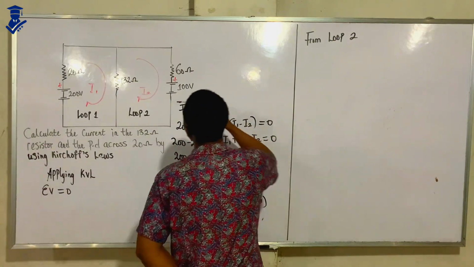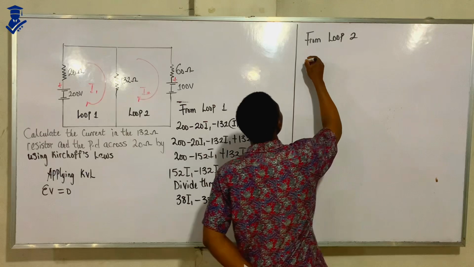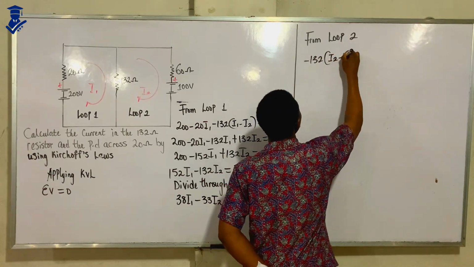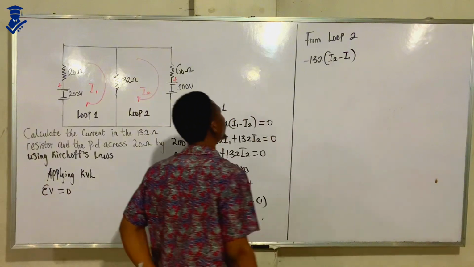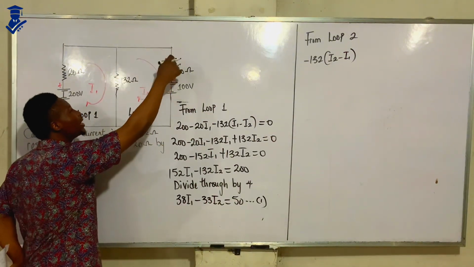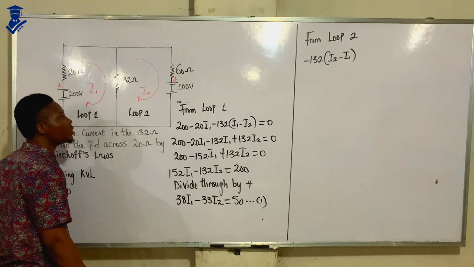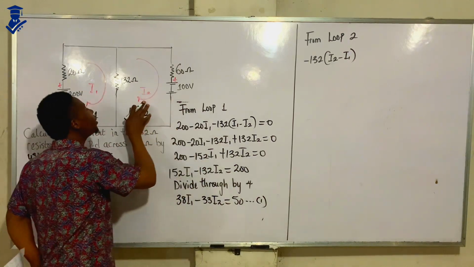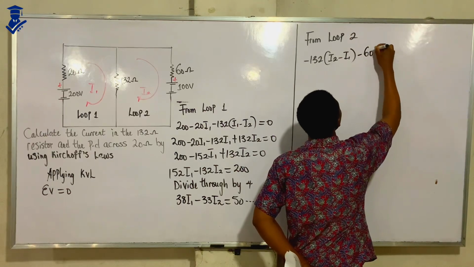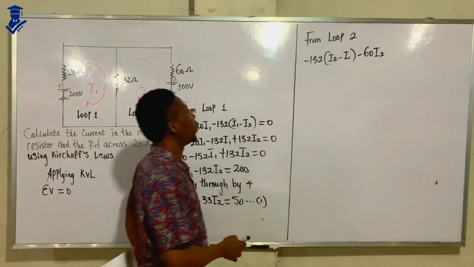So of course there's a voltage drop on it too. So it's going to be minus 132 into bracket I2 minus I1. Now moving down here, there's also going to be a voltage drop on this 60 ohms resistor, and the current flowing through is I2. So this is going to become minus 60 I2.